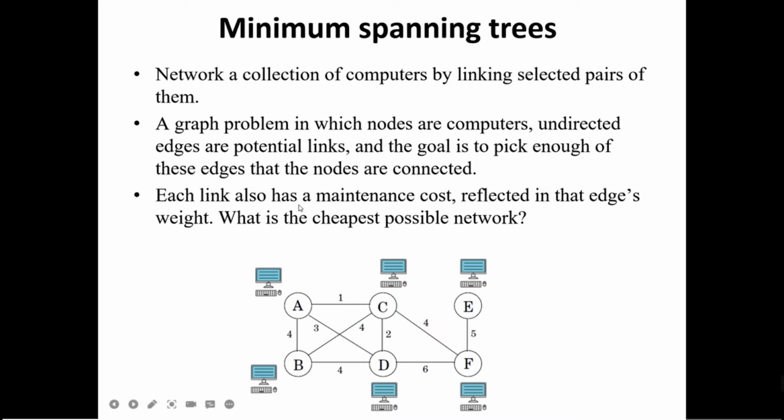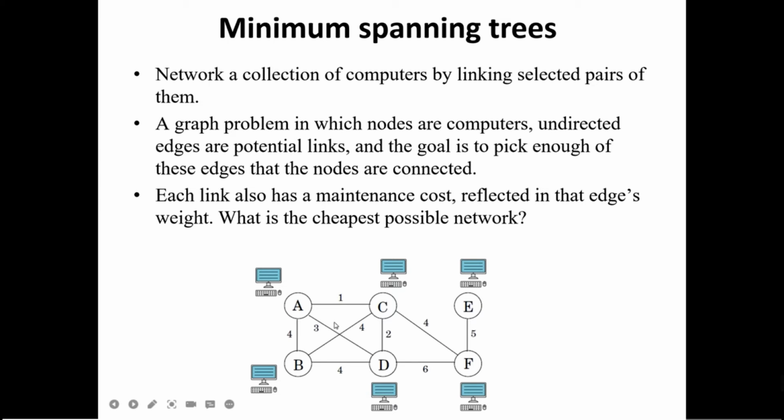And just now I said a maintenance cost. So the distance can represent a kind of maintenance cost, because usually the distance determines the length of the cable you need to install, you need to use, and it is reflected in the edge's weight. So this length means the edge's weight. So the goal is how could we find the cheapest possible network?